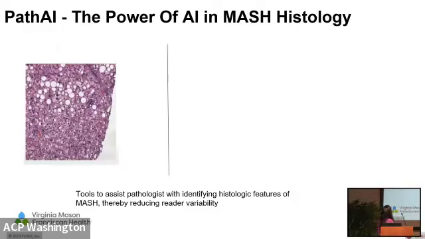You see the fat here, you see some inflammation here, you can see a couple of these ballooning hepatocytes here, because you need all of those 3 components to call it steatohepatitis, and you can see how easy it is to miss the inflammation and the ballooning hepatocytes.